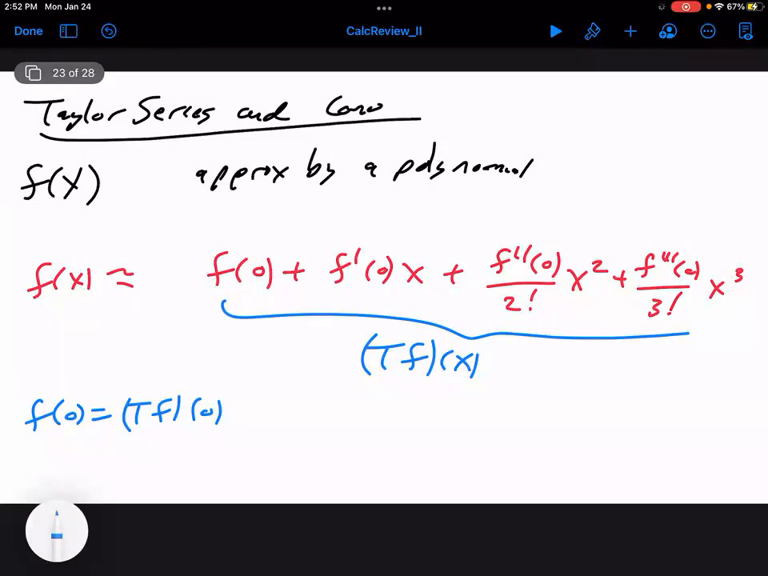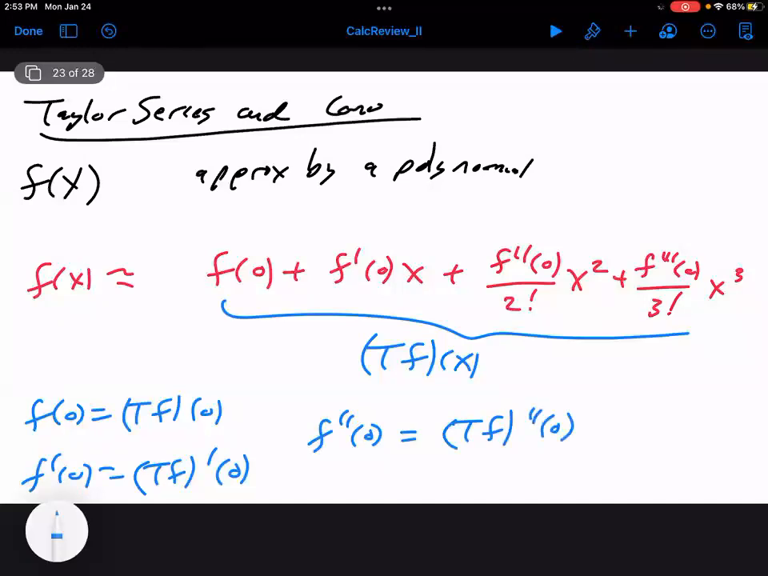Now we can take the derivative. If you take the derivative, f of 0 is gone. The x squared term is going to give you a 2x that will vanish at 0. The x cubed is going to give you 3x squared that will vanish at 0. The only term that survives is f prime of 0. Well, that's just f prime of 0. So we then get f prime of 0 is the derivative of the Taylor series at 0. And then if you keep going, you would see the second derivative at 0 of our function is equal to the second derivative at 0 of the Taylor series. So it's designed so that things match up.